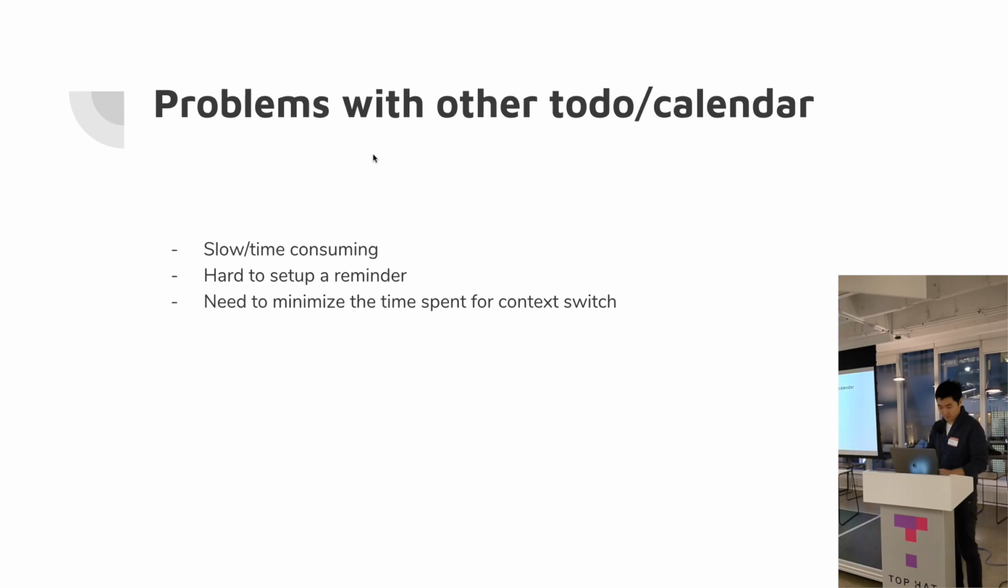Okay. So again, just to emphasize, for other to-do and calendar tools, it's very time consuming and slow, and sometimes it's hard to set up a similar reminder. And we want to minimize the time spent on the context switch, because we want to be focused on the current task that we're working on, and we don't want to lose that detail.